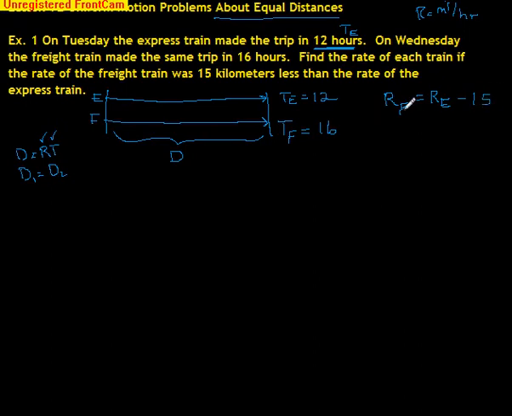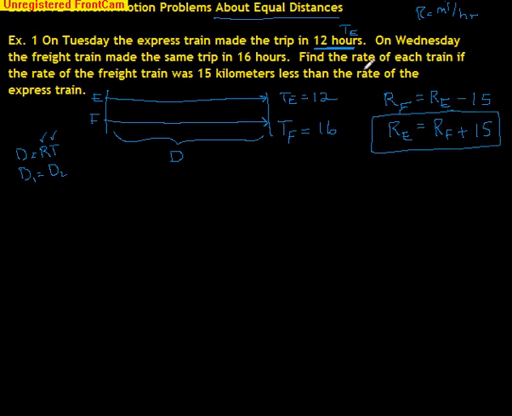Remember, we have to keep these balanced. This one's going to be faster, or we could say the rate of the express train is going to be the rate of the freight train plus 15. We have to keep our equations balanced. With the express train, the rate is going to be faster, so we have to add 15 on to the freight train. So let's just stick with this one.